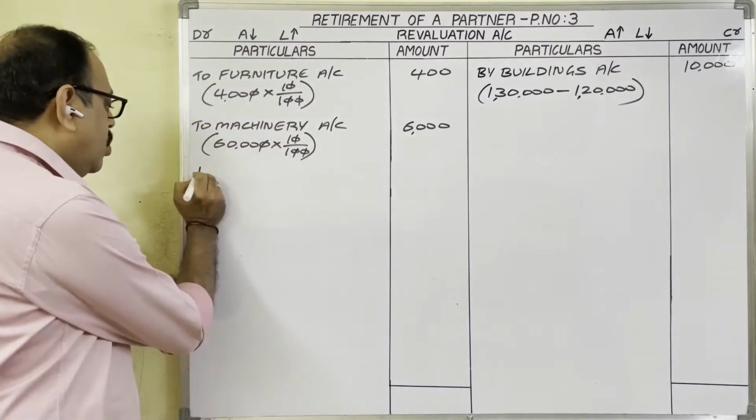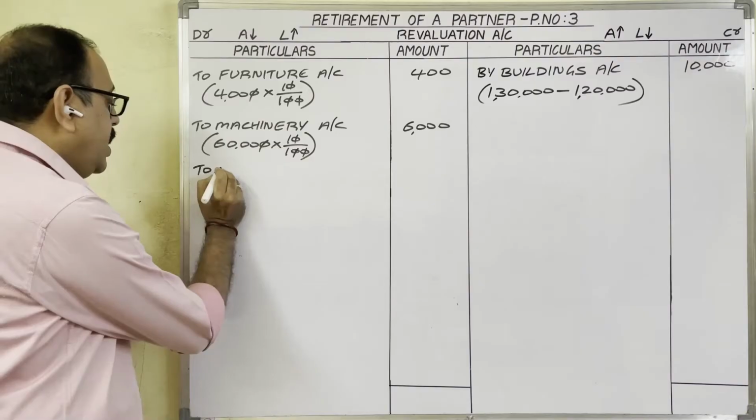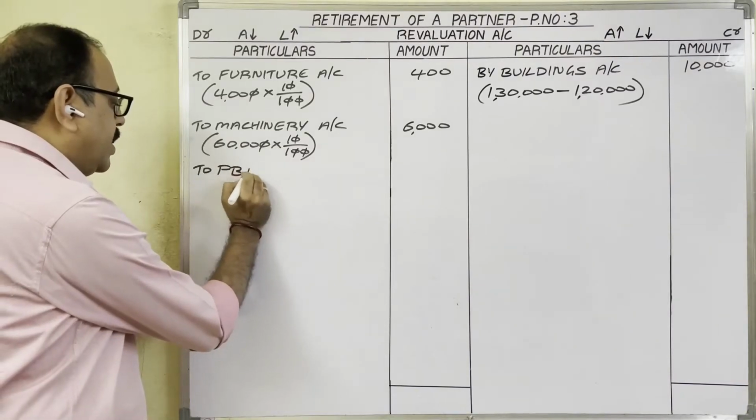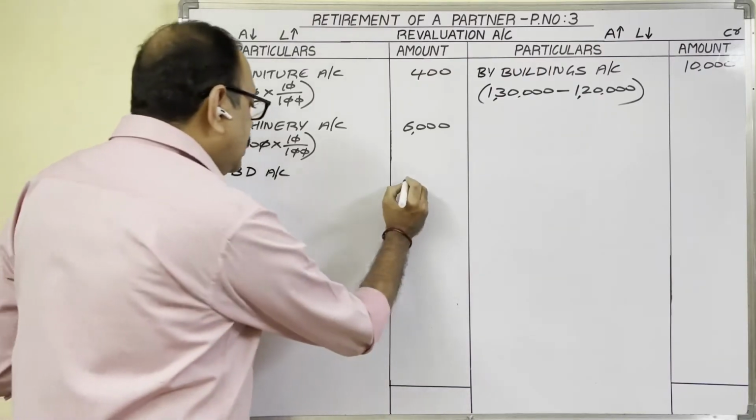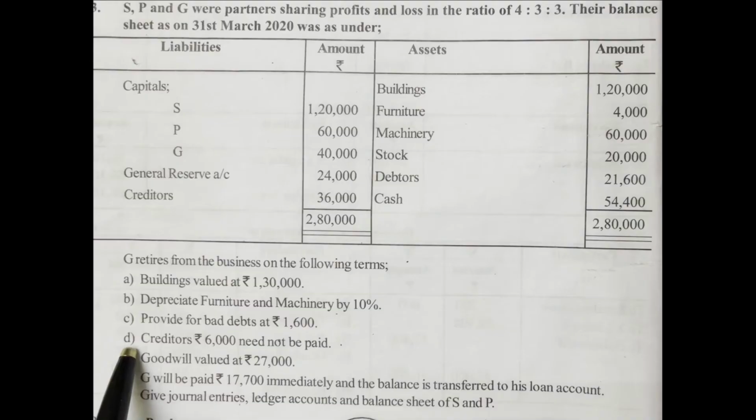Two. Don't write debtors. You have to write provision for bad debt. Amount is directly given, no need to calculate. 1,600 rupees. Debit. Creditor 6,000 need not to be paid.